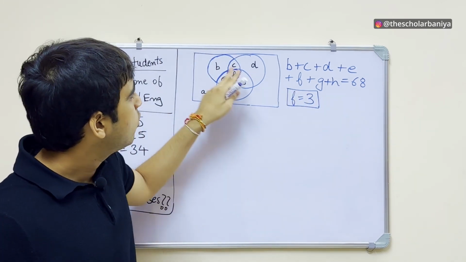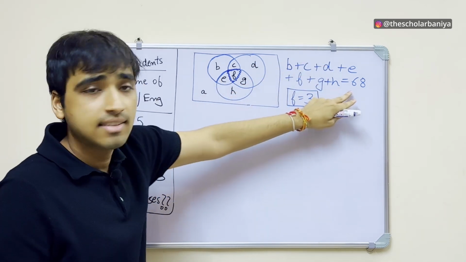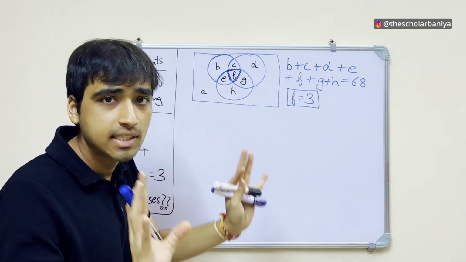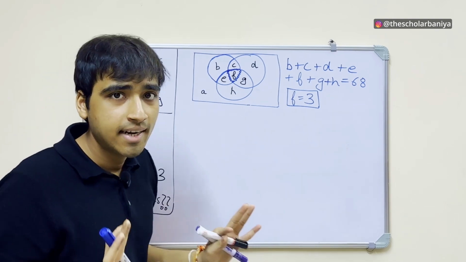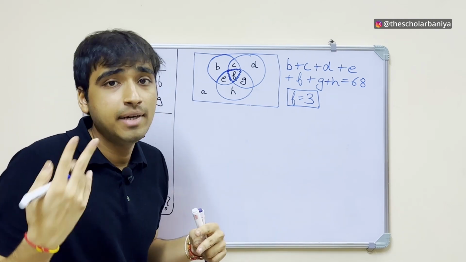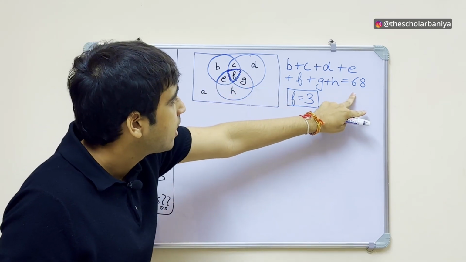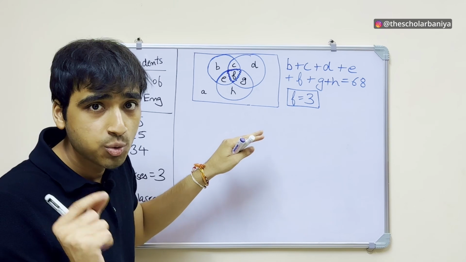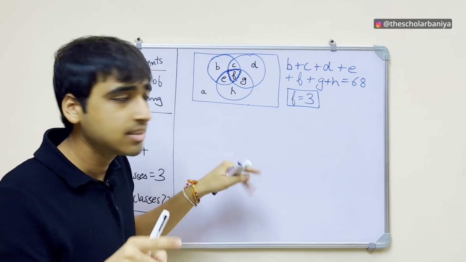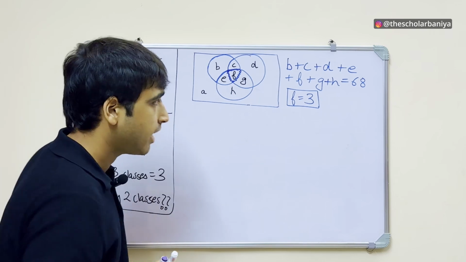So we know B plus C plus D plus E plus F plus G plus H, this entire thing is 68 because there were a total of 68 students who attended at least one class. They can attend maybe only one class, maybe 2 classes, maybe all the 3 classes. So this entire thing is 68. But we know that the number of students who have attended all the three classes is 3. And all the three classes means this part, right? I think it should be clear.